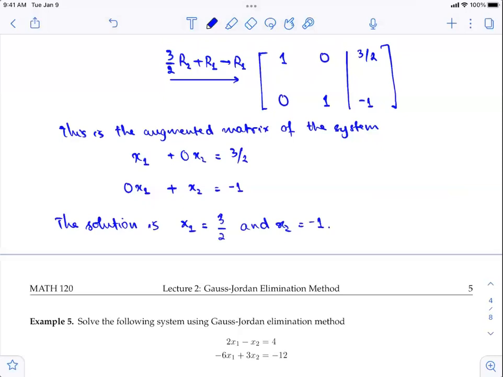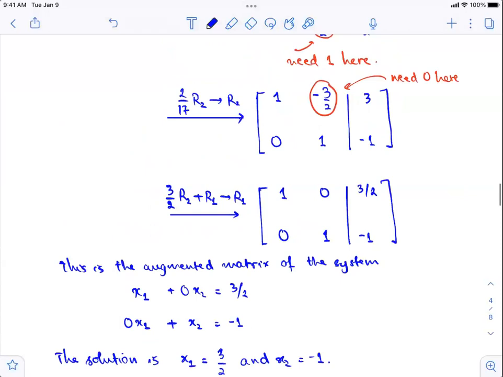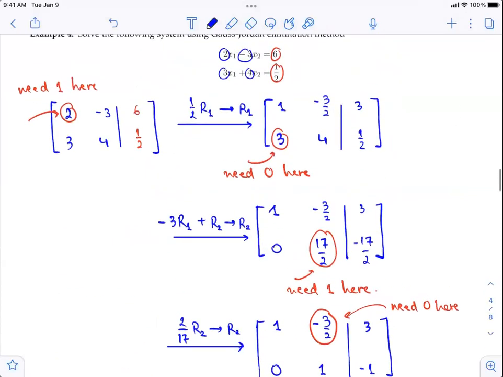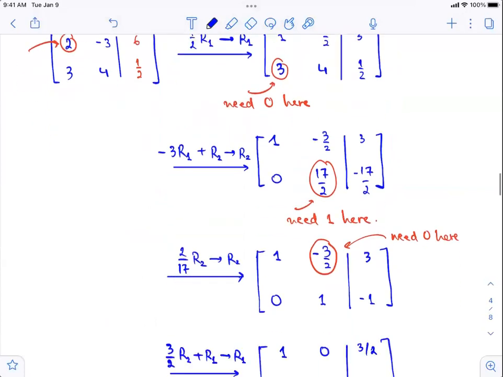So from this particular example, hopefully you understand the procedure. I'll give you some idea how to obtain the solutions of the linear system, or the system of linear equations, through the process of the Gauss-Jordan elimination method. Okay, so moving on to the next example.